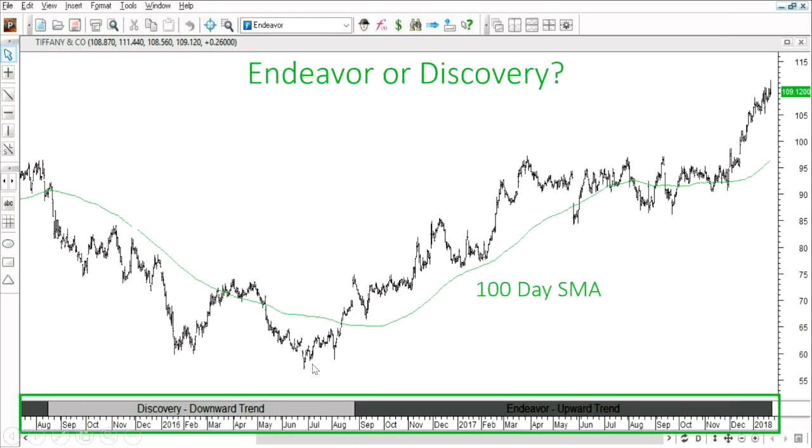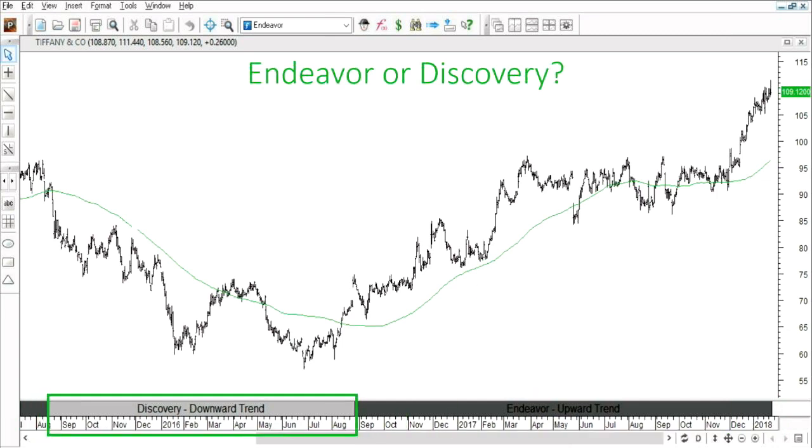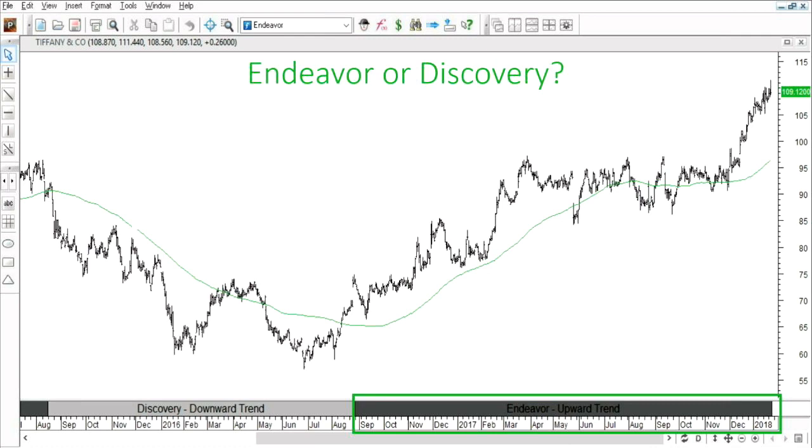You can clearly see that. And oftentimes stocks will do this. So what you don't want to do is get in here and have it roll back on you and then lose your money or panic and get worried about it. Now, Discovery is a downward trend. Endeavor's upward trend.